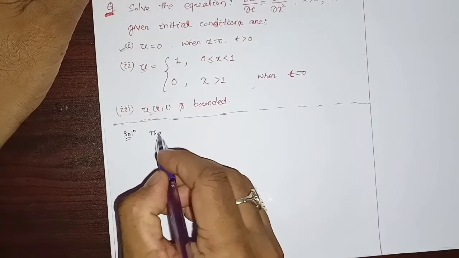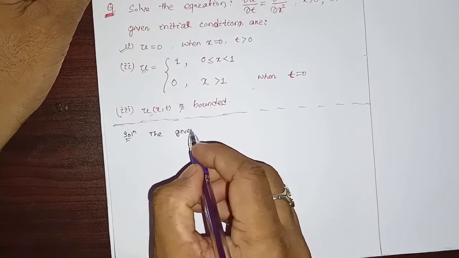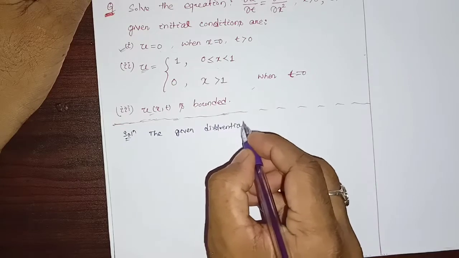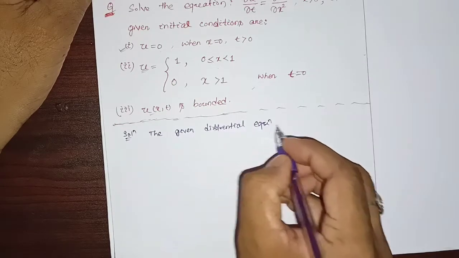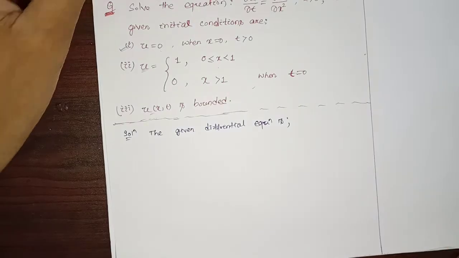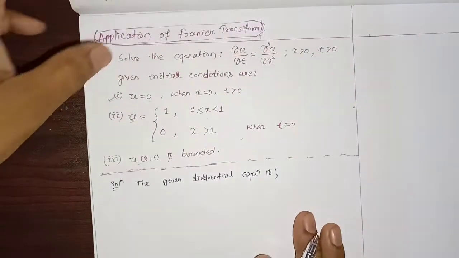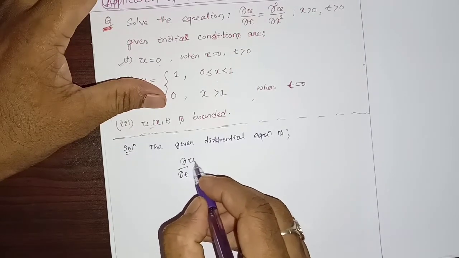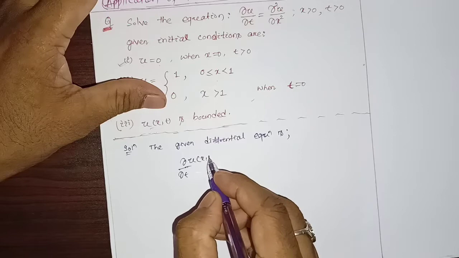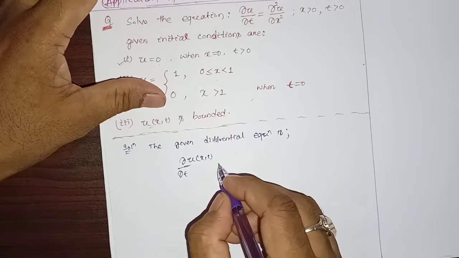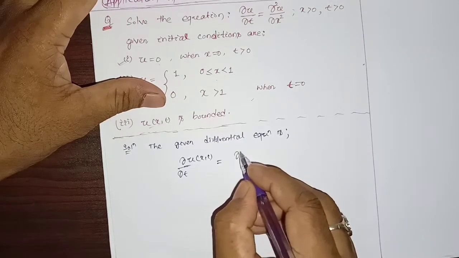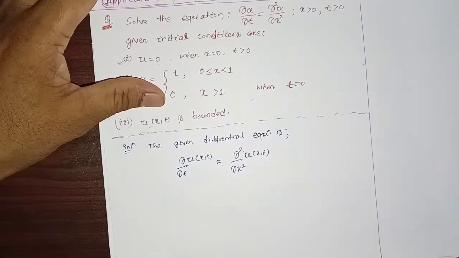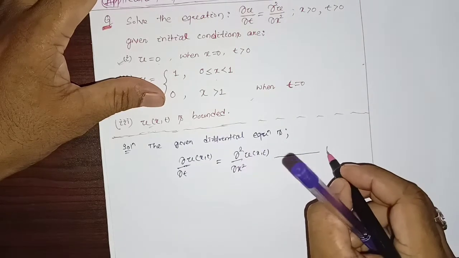The given differential equation is del by del t of u(x,t), as I told you u is a function of x and t, equal to del square by del x square of u(x,t). Let this be your equation number 1, right?